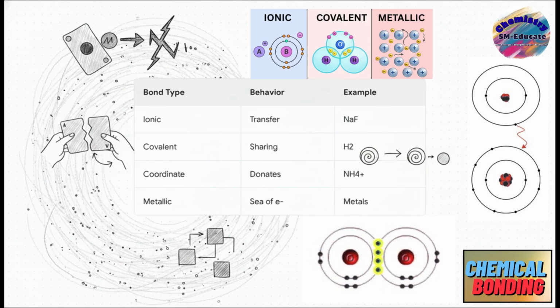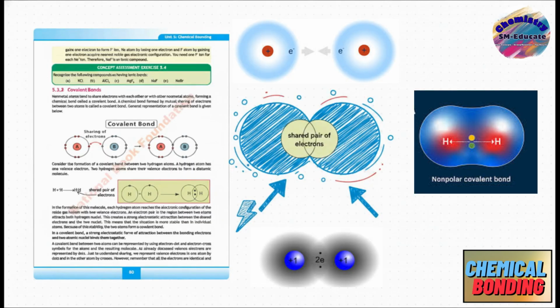Nonpolar means totally equal sharing, while polar is unequal sharing. Then we have the coordinate covalent bond, where one very generous atom donates the entire pair for sharing. And metallic bonds? That's just a massive, beautiful sea of free-floating electrons. Take a look at this. Let's zoom in on a classic covalent bond. Notice how those overlapping circles so elegantly illustrate the sharing of valence electrons between 2 hydrogen atoms. This shared pair right in the middle creates a very strong electrostatic attraction. It firmly holds the 2 positive atomic nuclei together, forming a super stable diatomic H2 molecule.